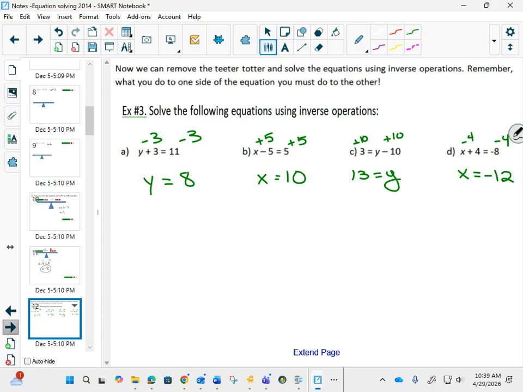Something plus 4 is minus 8. This one in particular is hard because you're getting into the negatives. So this might be one I really want to show my work. Minus 4 and minus 4 to get the x by itself. Minus 8 minus 4 is minus 12. Think on your number line. You're at minus 8. Subtracting means you're going back 4 more. You're going to end at minus 12.